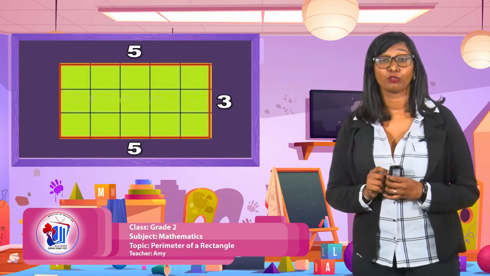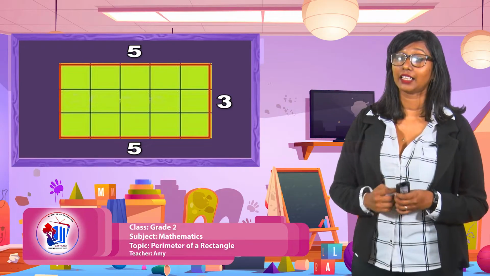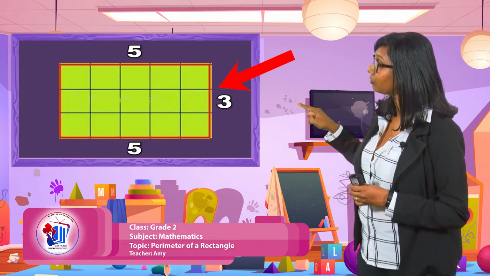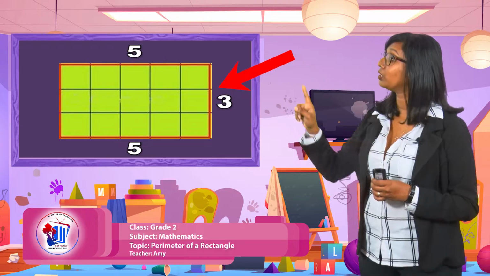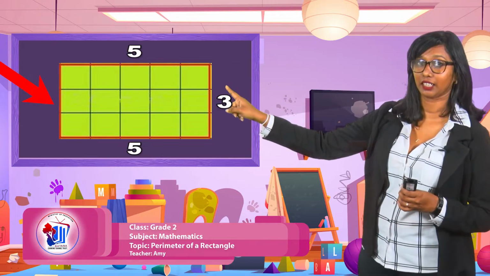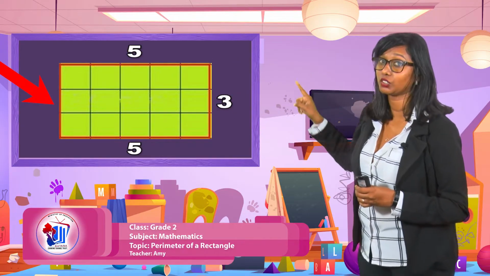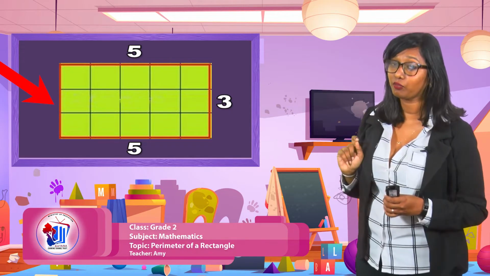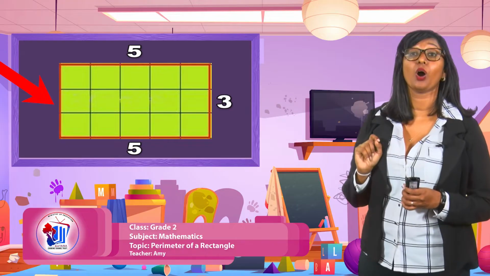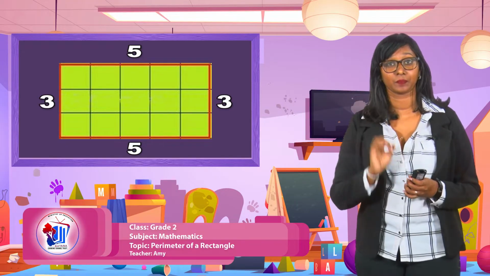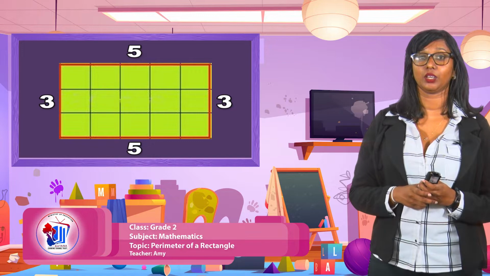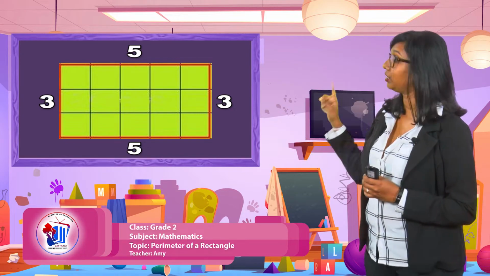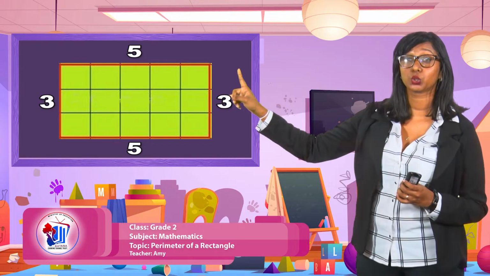Now again, remember a rectangle has 2 equal sides. So this side of the rectangle is equal to that side of the rectangle. So if this side is 3 and these 2 sides are equal, therefore that side will also be 3. So now let us take a look at our rectangle. We have 5, 5, 3, and 3.